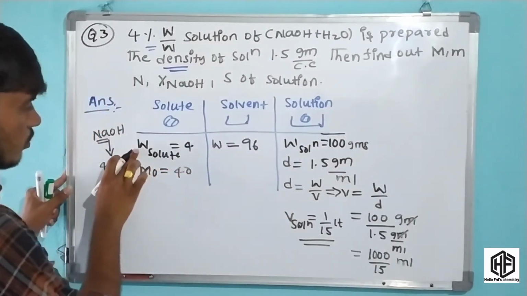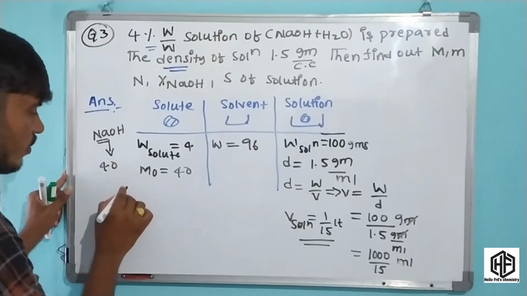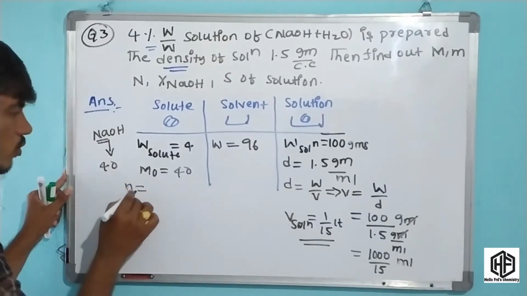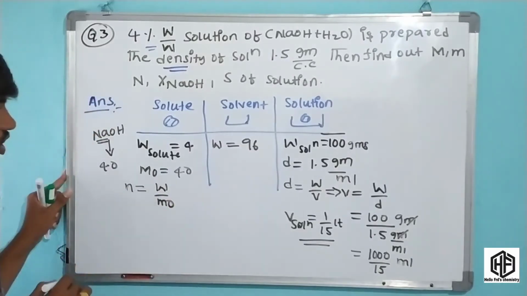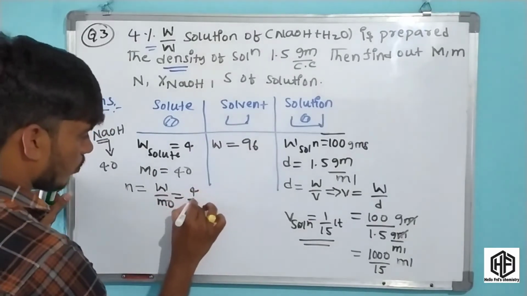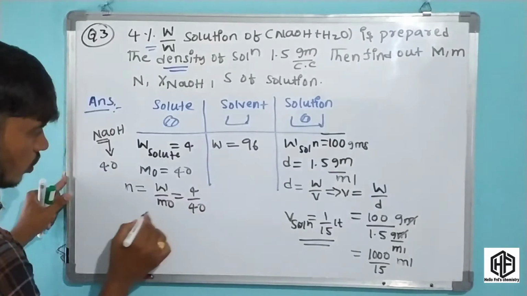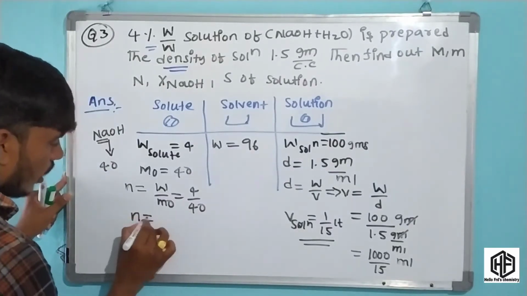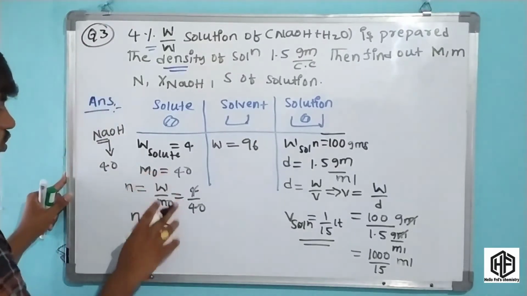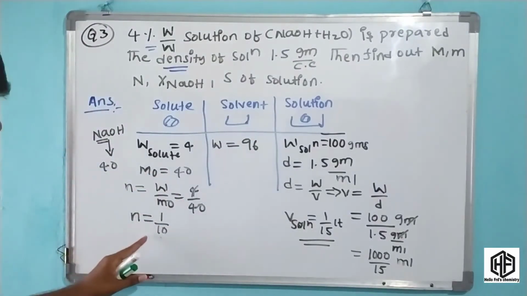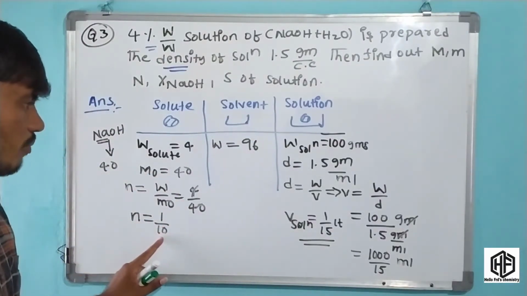The weight and molecular mass are given. Now we have to find the number of moles, which is the weight divided by the molecular mass of the solute. The weight is 4 and the molecular mass is 40. So the number of moles of solute is 1 by 10.